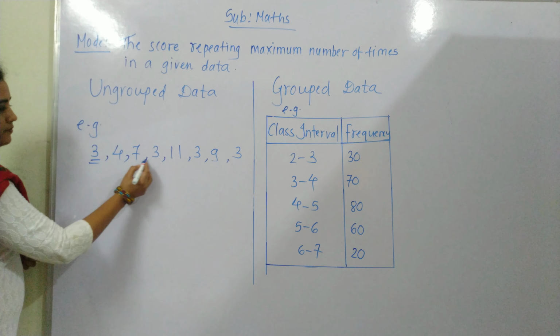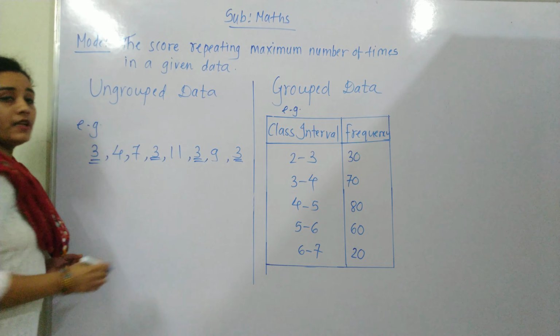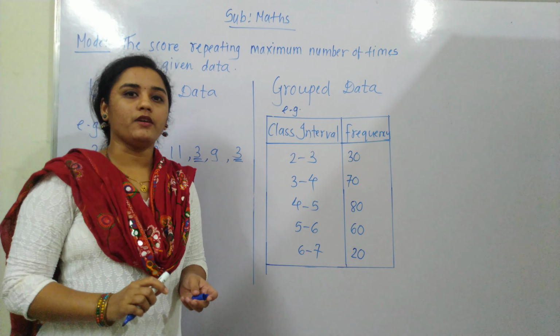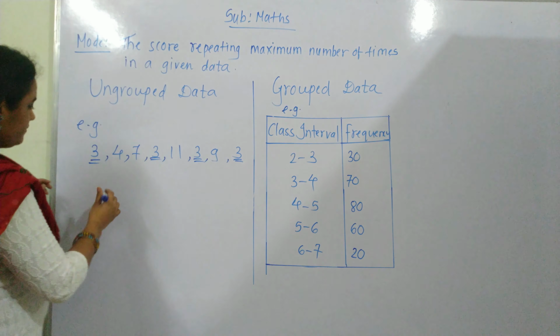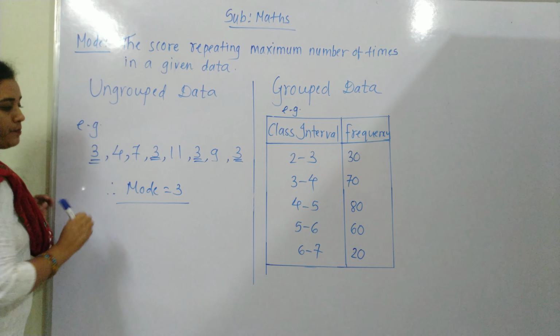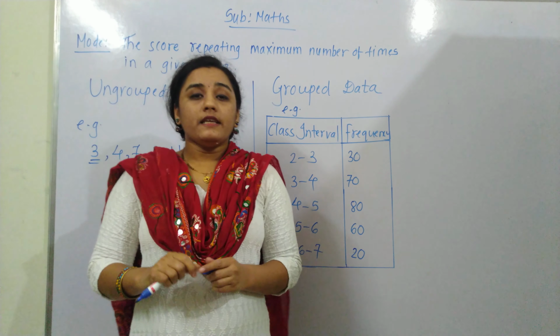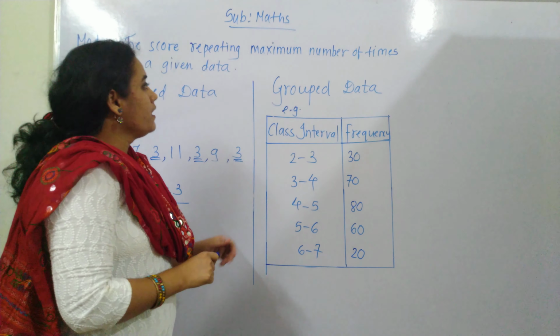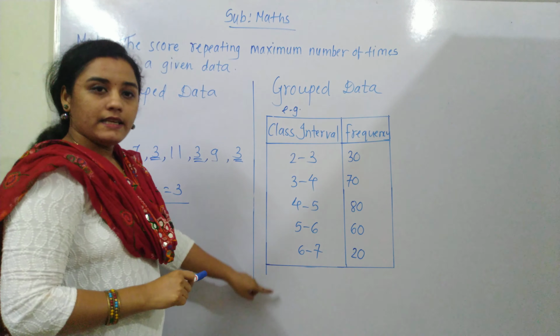Here, 3 is repeating the maximum number of times. Therefore, mode is equal to 3. It is very easy to calculate mode for ungrouped data. Okay. Now for grouped data, this is an example.